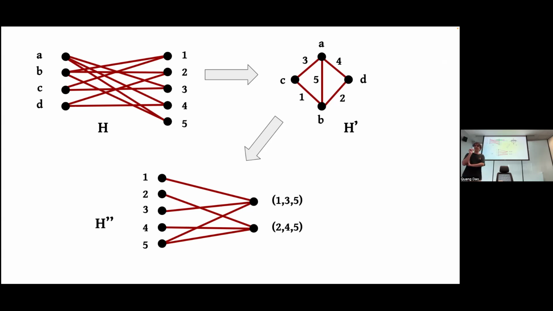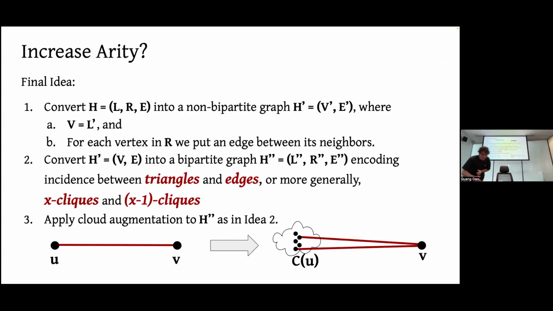Okay, any questions on that conversion stuff? So basically you're adding another third layer of vertices that represent triangles. Yeah. How is this natural to get smaller arity? Well, we actually want to increase the arity. Sorry, how is this natural to increase the arity? Well, okay, I'll get to that in just one slide. Yeah, okay. Just one slide.